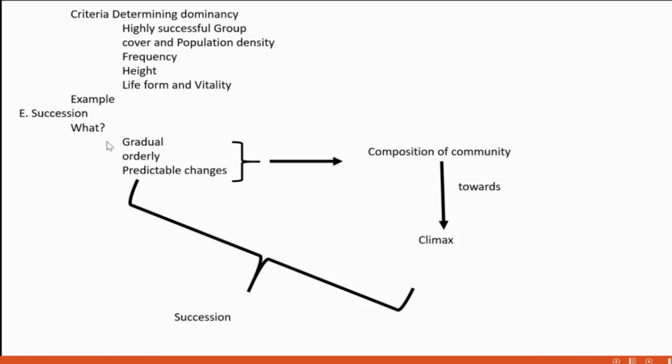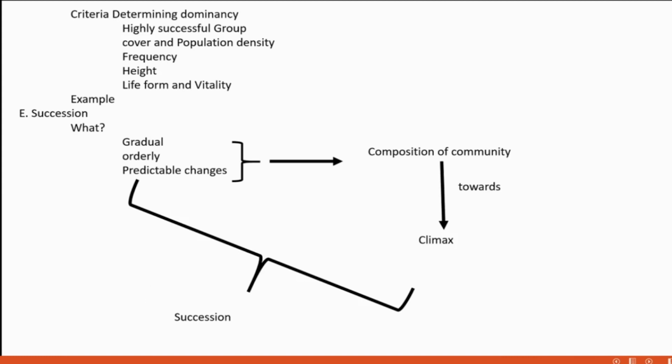Then succession is another characteristic of the community. What is succession? Three terms you need to give more stress: gradual, orderly, and also predictable. Gradual, orderly, predictable changes in the composition of a community that lead to its climax condition. That entire process is called succession.